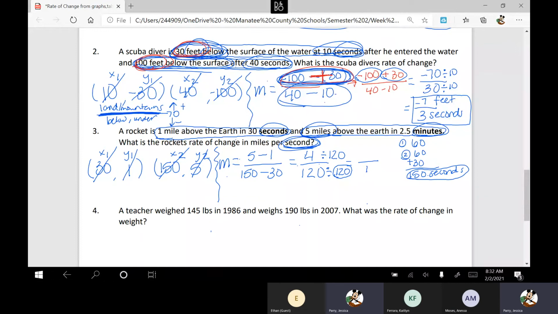Go ahead and tell me what that is. You can use a calculator for this one because you should get a decimal. Go ahead and plug it into your calculator, 4 divided by 120, and then tell me what you guys get. I want to make sure we all can plug it in correctly.